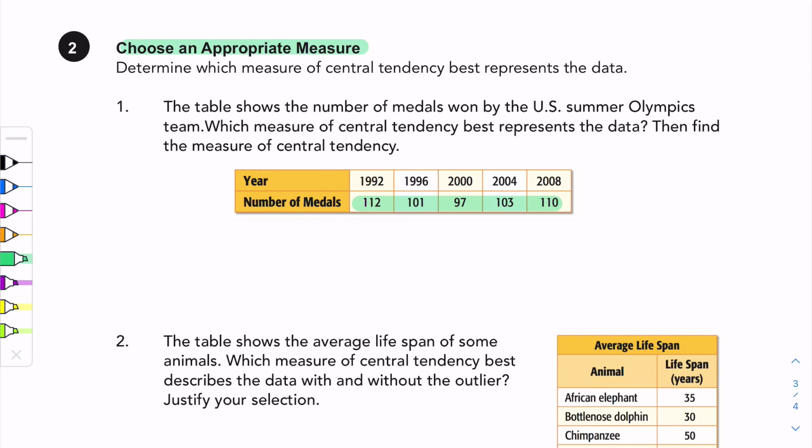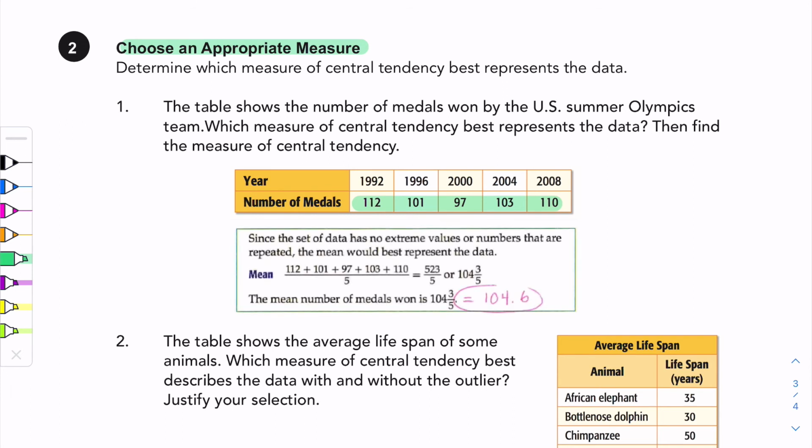I would say that since this data set has no extreme values or numbers that are repeated, the mean would be the best representation of the data. I'm going to drop in my answer right here, which explains why I would use the mean. Here's my description of the reason why I would choose the mean. And once I find the mean, I end up with 523 over 5, which divides out to 104.6 as my mean value.